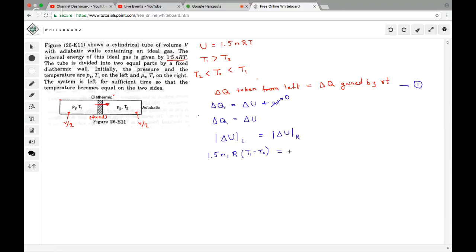This should be equal to the change in internal energy of the right-hand side. That will be equal to what? Again, 1.5 times the number of moles on the right-hand side, times R, multiplied by the higher temperature this time minus the lower one, which will be T0 minus T2. T0 is the common temperature which we are trying to find, so keep that in mind.